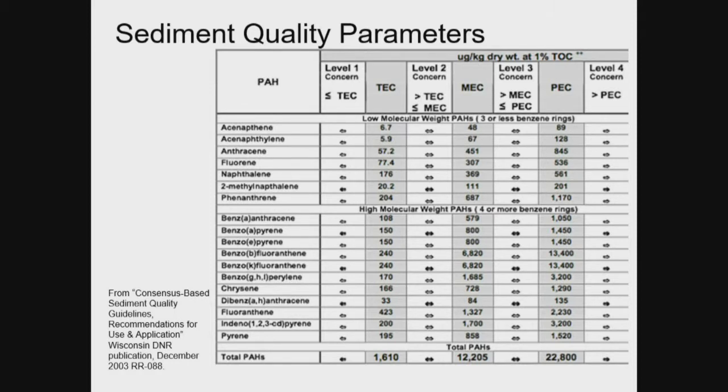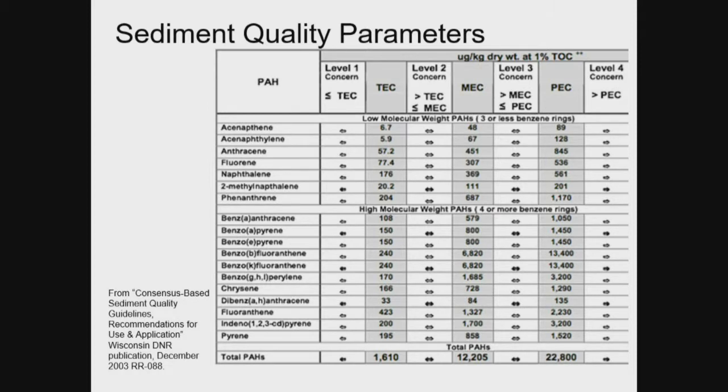So PEC on the far right is the probable effects concentration, meaning if the level is that high or higher, it probably will affect something that is exposed to it. So that could be fish, that could be snails, that could be any other things that might be exposed to that in the environment. So this list comes from basically a whole bunch of studies over the years that have been put together and brought in to make this list.